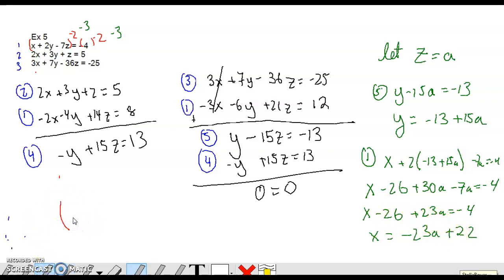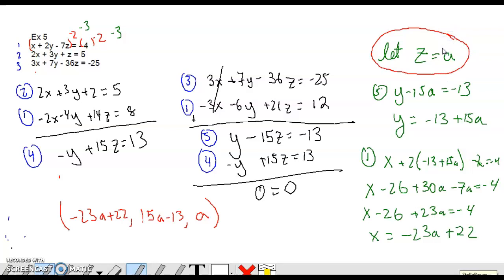So again, we want to write them as an ordered triple. So negative 23a plus 22. It doesn't really matter which one you write first. Your book will normally put your variable first, so I'll put my variable first. So 15a minus 13, and then your z is equal to a. You will get different expressions depending on this. So if I didn't let z equal a first, and I said let x equal a first, then these would be completely different. So again, it's up to you to decide which letter you want to use to represent your first variable. I just like to choose z to begin with.